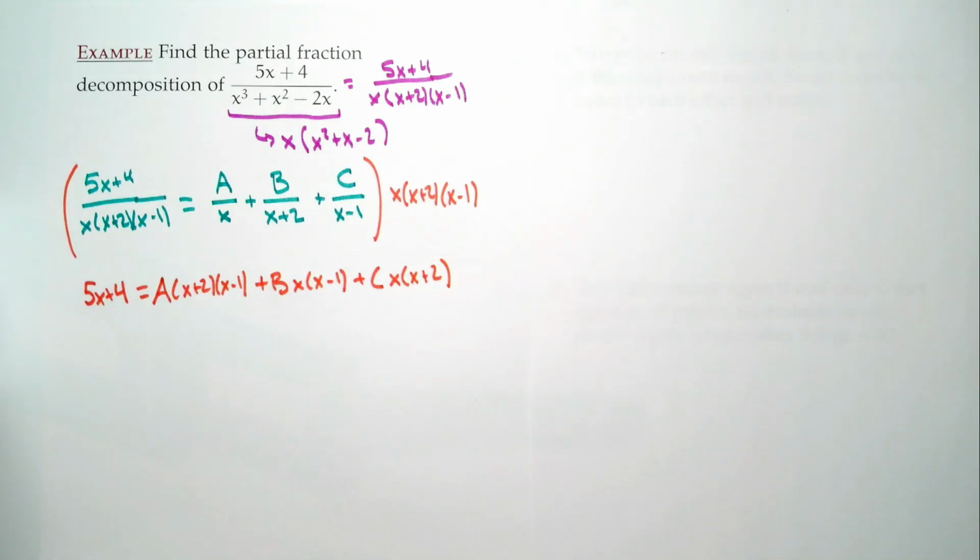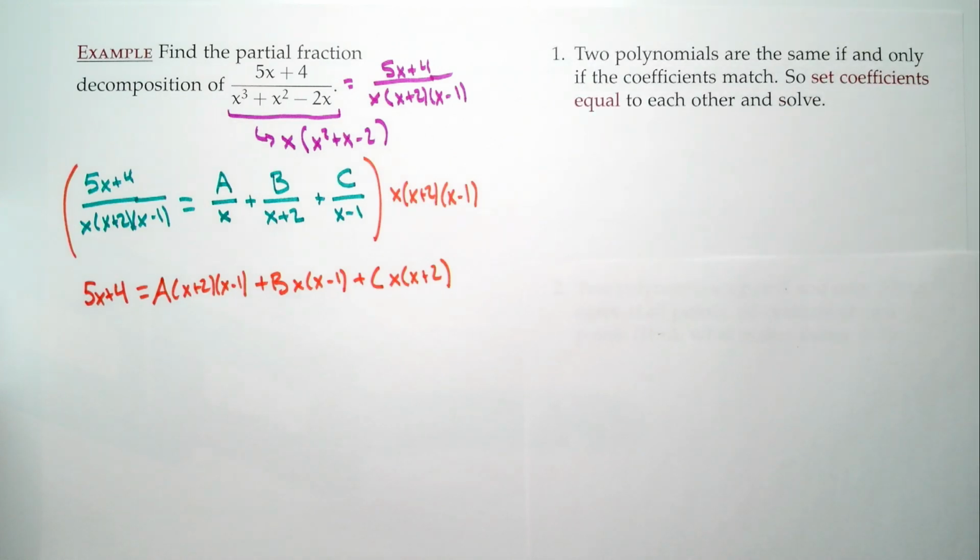All right, so now we have to figure out what a, b, and c are. And there are two approaches. I'm going to mention both of them. Number one is the way that books like to do it. It's annoying, but we'll do it. Number one says two polynomials are the same if and only if the coefficients are the same. That seems true. So set the coefficients of both sides equal to each other and solve. So what does that mean?